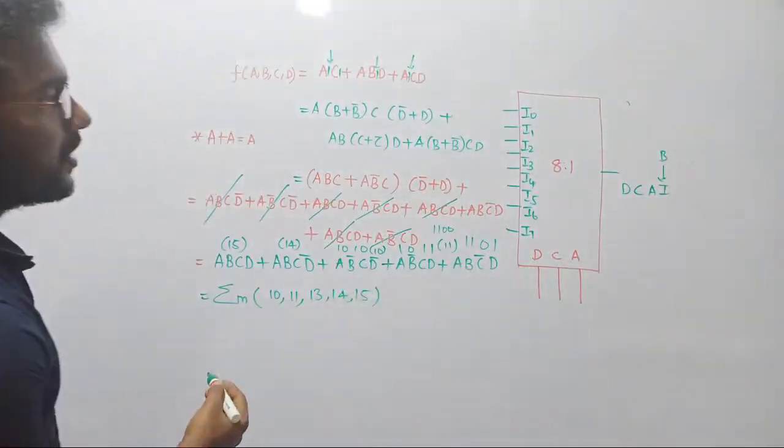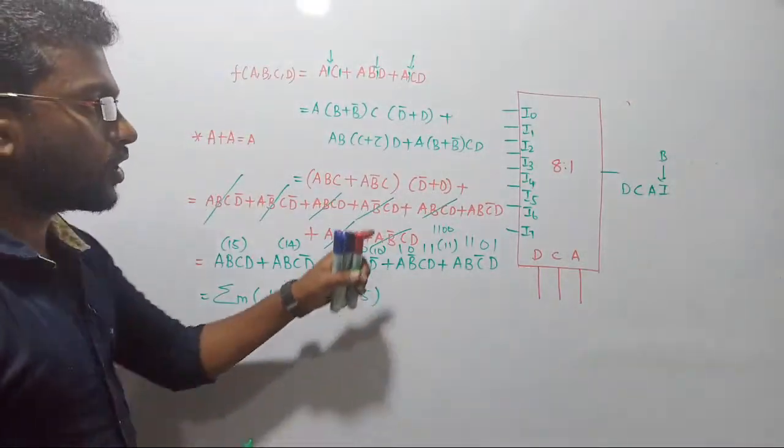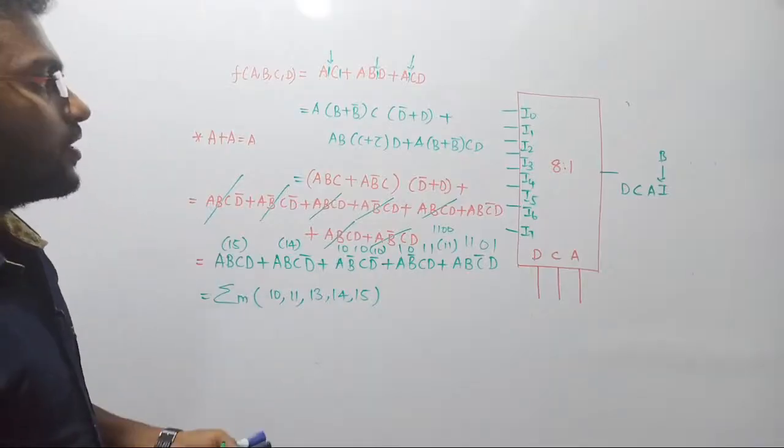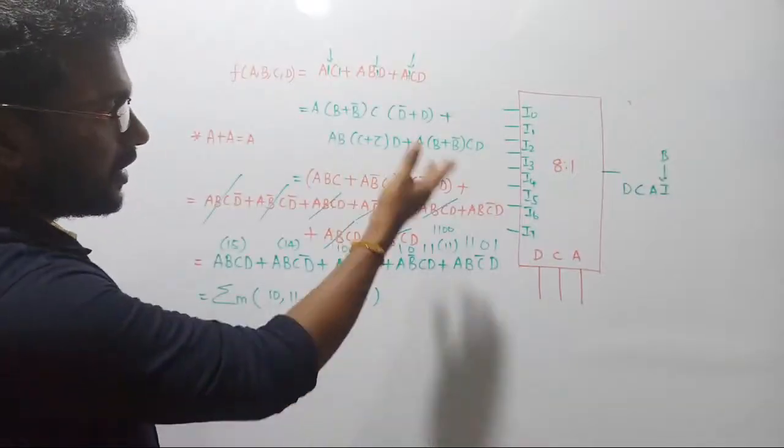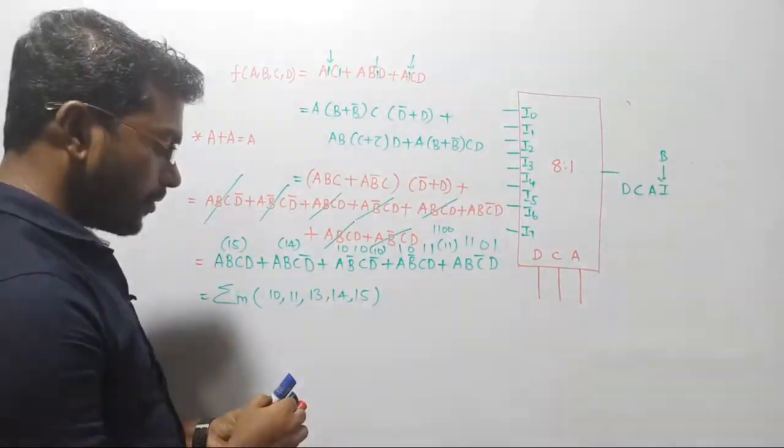I am realizing these variables here, right? So let's put them together. This is the given variables, right? See, just we have to consider 10, 11, 13, 14, 15, and we have to identify the inputs, right? Anyway, let me keep them in a side.